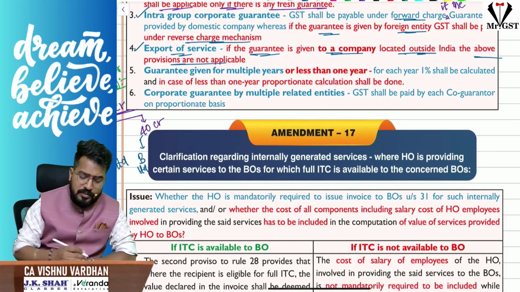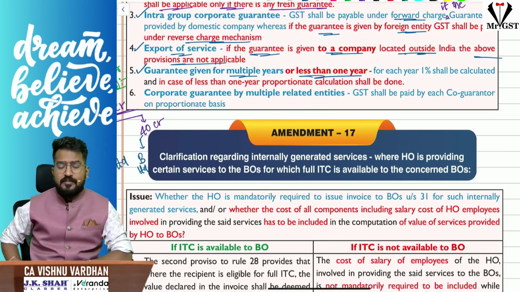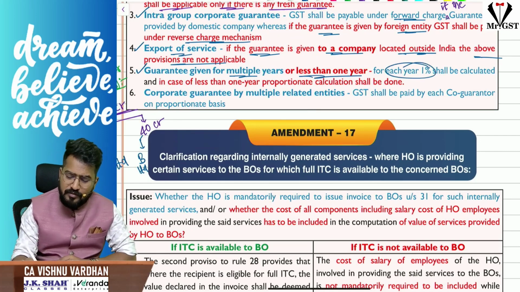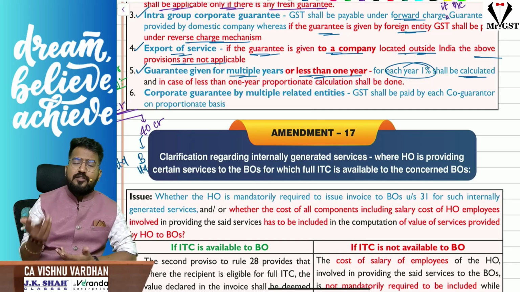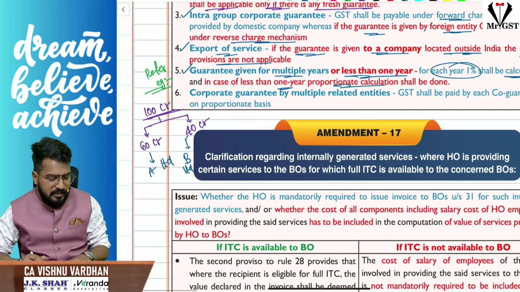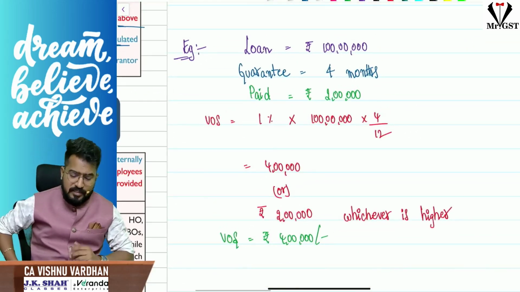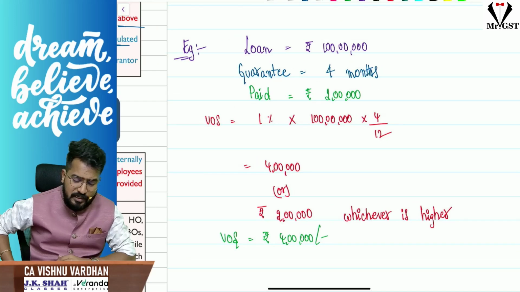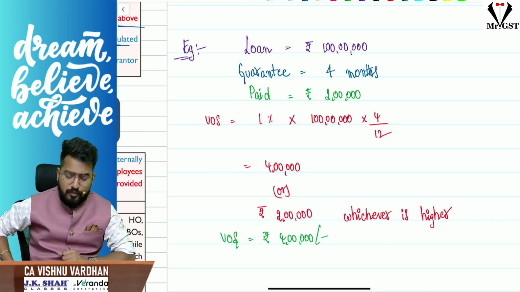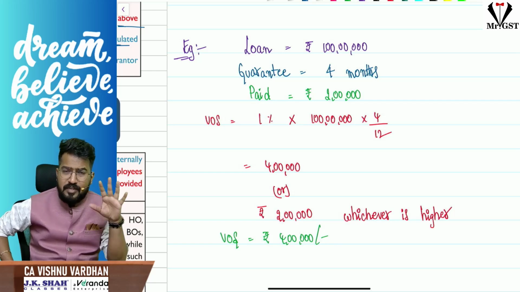Now, sir, what if guarantee is given for multiple years or less than 1 year? Then obviously, for each year you will charge 1%. In case of less than 1 year, sir, you will do a proportionate calculation. You know, for example, loan amount is 100 crores, guarantee given. We have given guarantee for a loan of 100 crores and it is for 4 months. And we got a consideration for giving guarantee of 2 lakhs. This other company got a consideration of 2 lakhs.